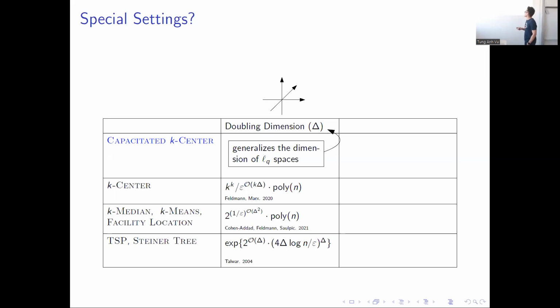And what is in this table? In this table here on the left, we have types of problems which come primarily from network design and clustering settings. And here is the running time of the best known approximation scheme for the problem in the left column. So for example, for K-center, we have an approximation scheme, for K-median, K-means, and so on. And TSP, we all have approximation schemes of varying quality, but they exist for doubling dimension.